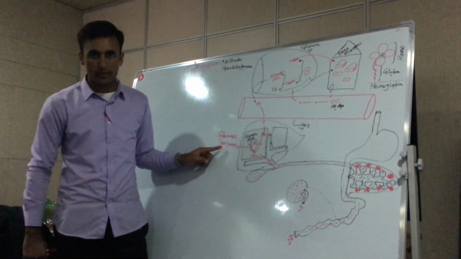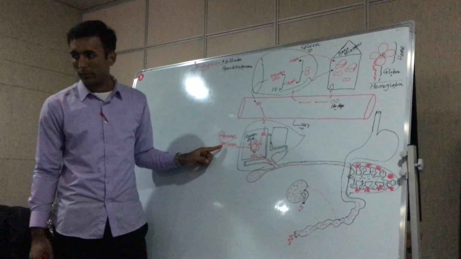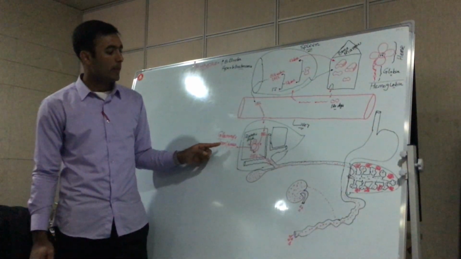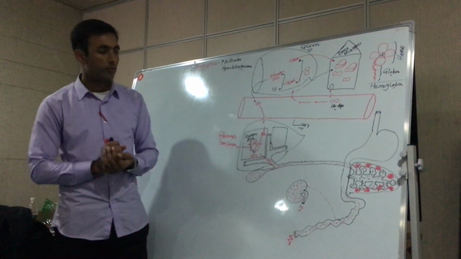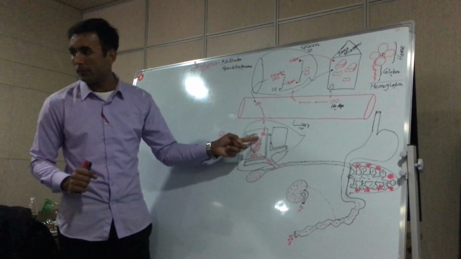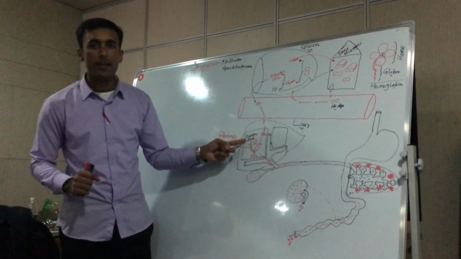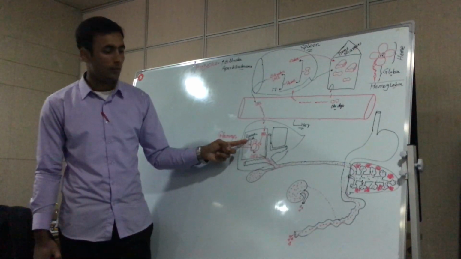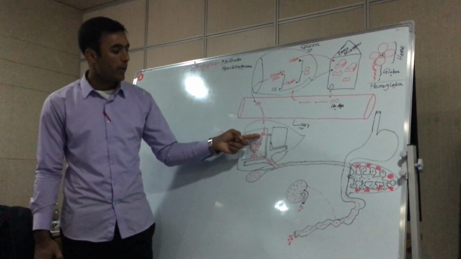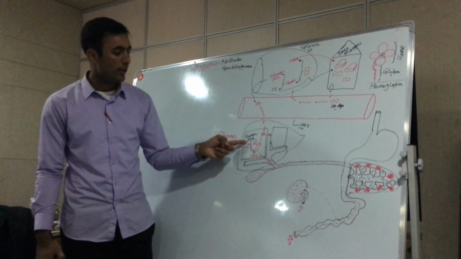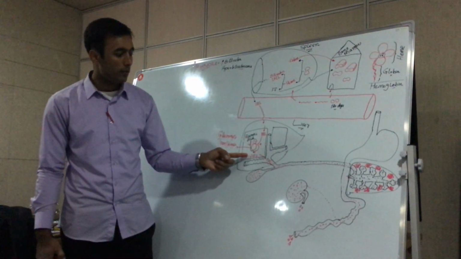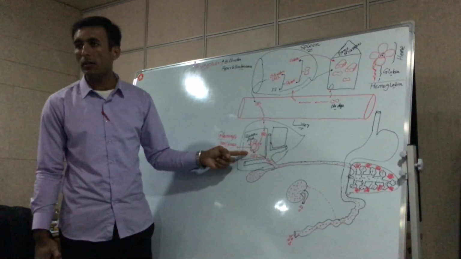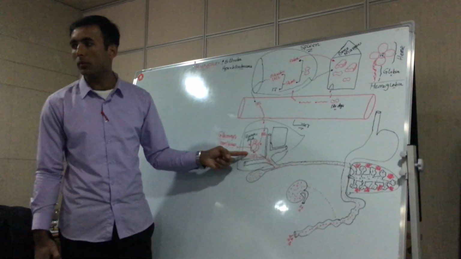Glucuronyl transferase. Okay, what is the function of this glucuronyl transferase? It takes IBIL and glucuronic acid, and mixes them to make DBIL. DBIL is also called direct bilirubin.